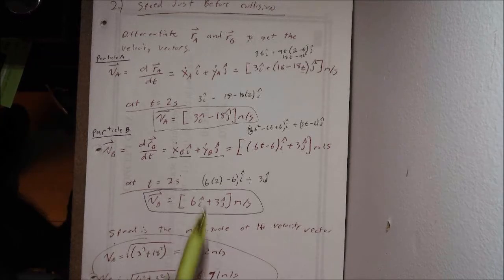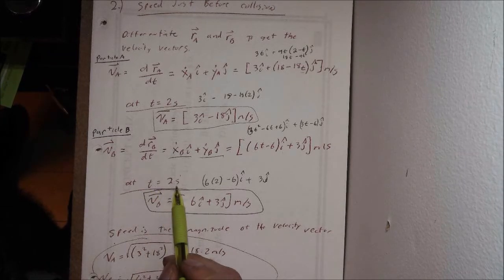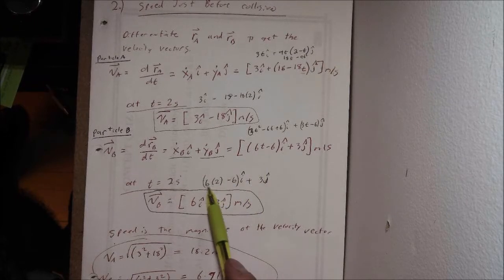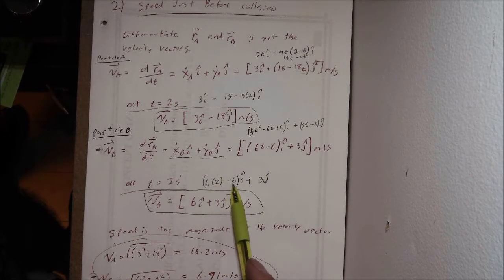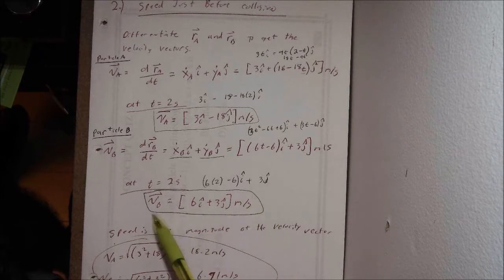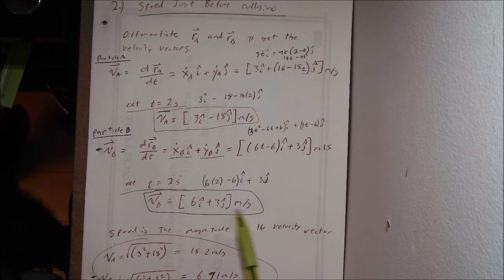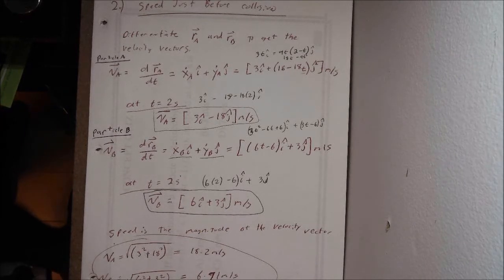Again, now we want to plug in our known time. Time is equal to 2 seconds, so we plug that in for t. That's 6 times our time of 2, minus 6 in the i hat, plus 3 in the j hat. We end up with a velocity vector when time is equal to 2 for particle B of 6i hat plus 3j hat in units of meters per second.